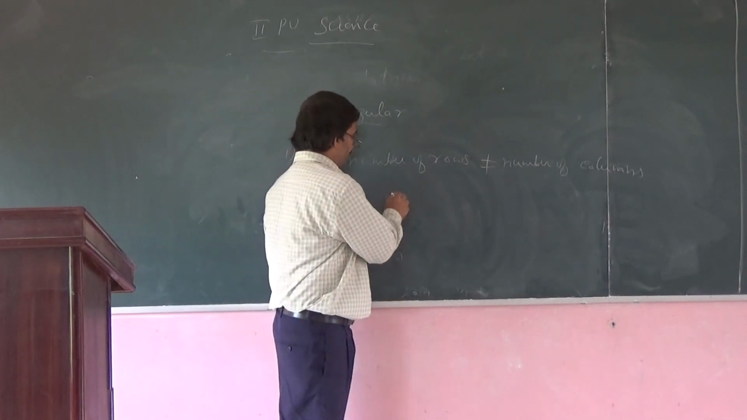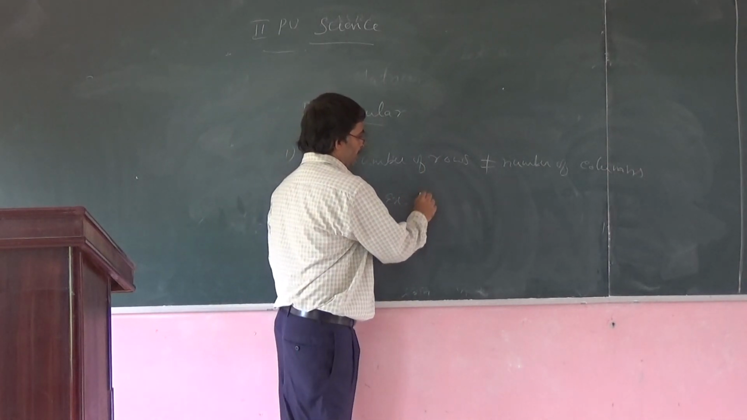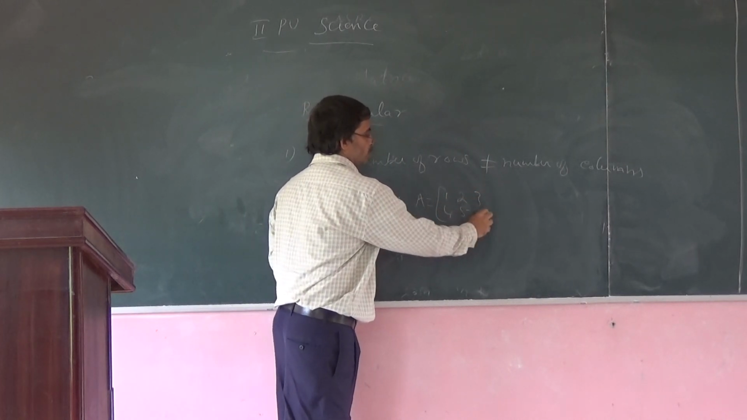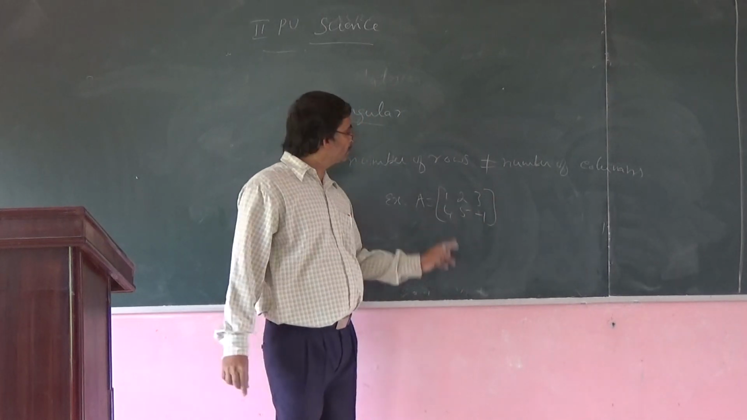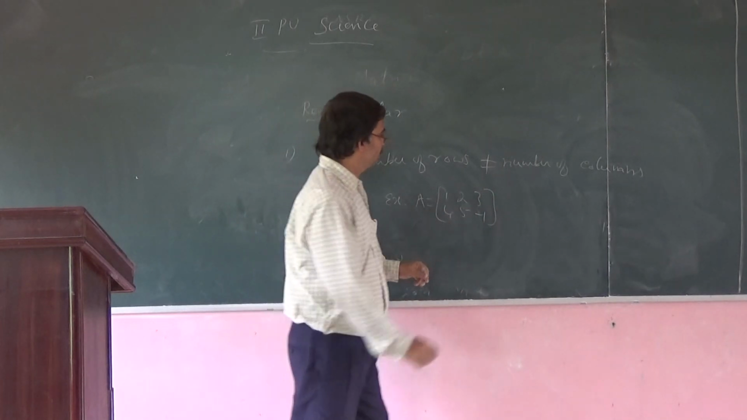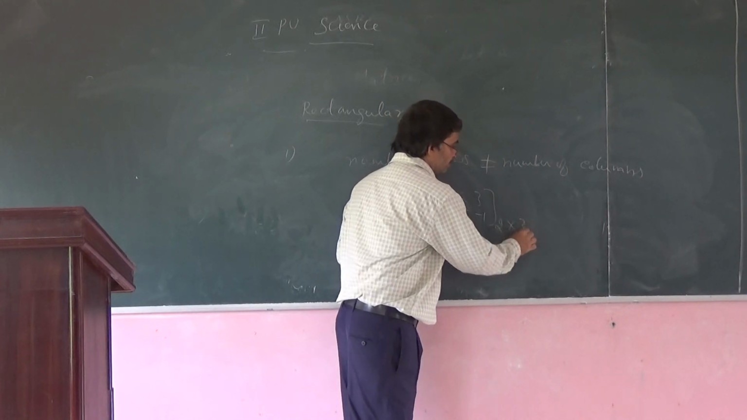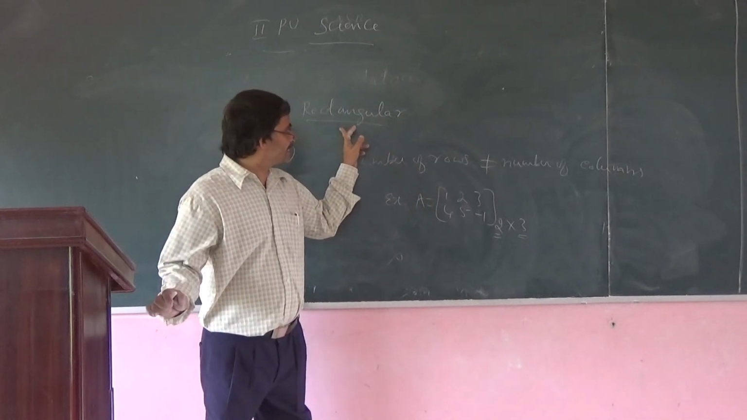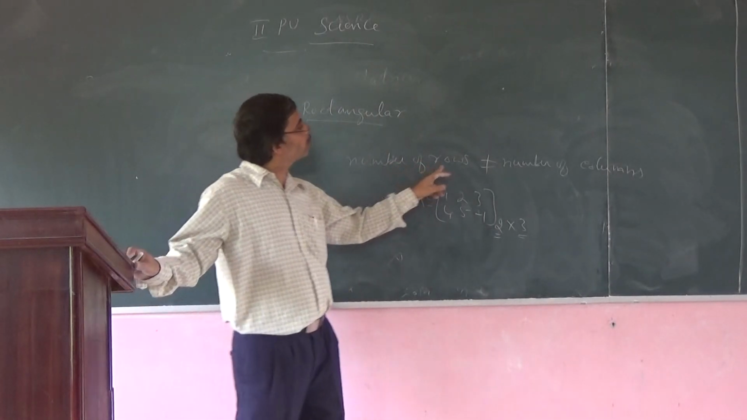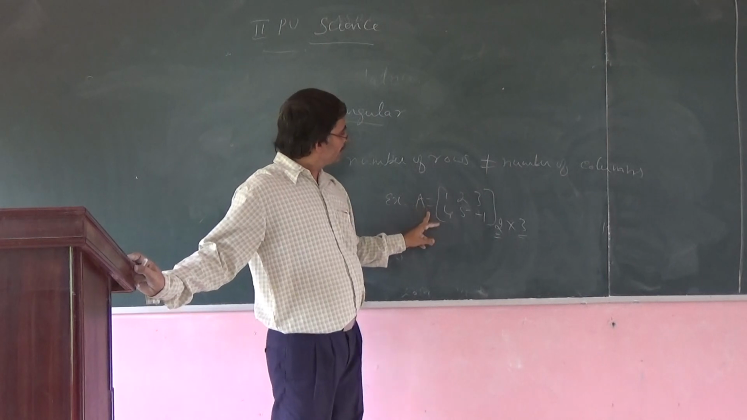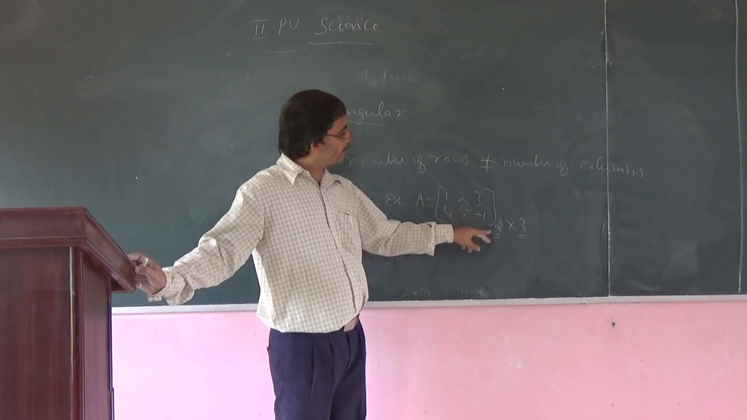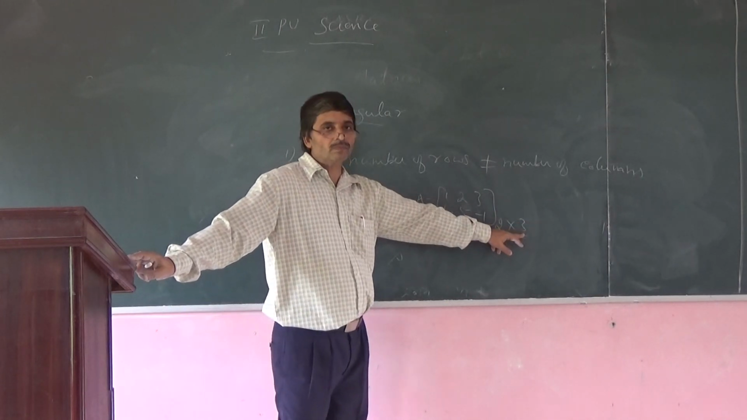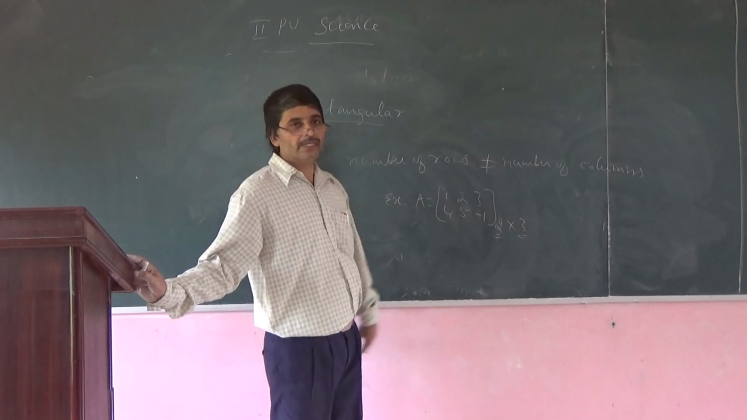One example. A equal to 1, 2, 3, 4, 5, minus 1. So how many rows are here? There are 2 rows, but 3 columns. These two are not equal. So a matrix is said to be rectangular if the number of rows is not equal to the number of columns. Here, example A, 1, 2, 3, 4, 5, minus 1, I have written like this, where there are 2 rows, 3 columns. So it is a rectangular matrix.